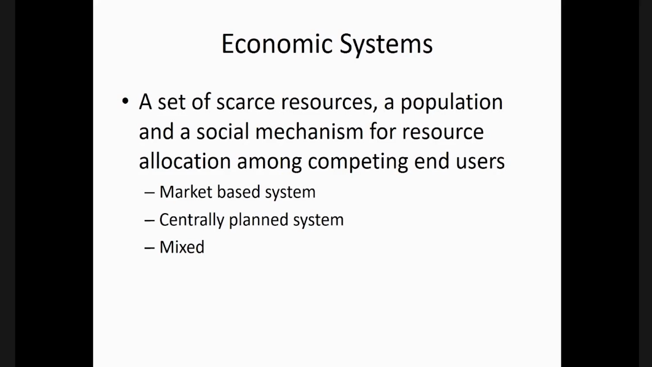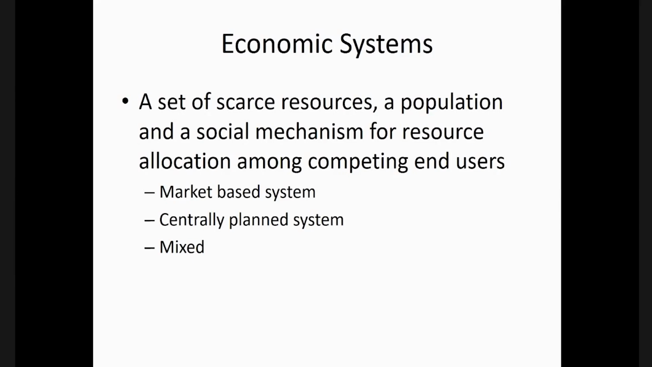In the economic system, we have a social mechanism, either market-based. So the market will determine what to produce, how to produce, and for whom to produce. It is determined by the market. I will explain that later. Let's say price. Price will determine everything. What to produce? Price will determine. How to produce? Price will determine. For whom to produce? Price will determine. This is called the market-based system.